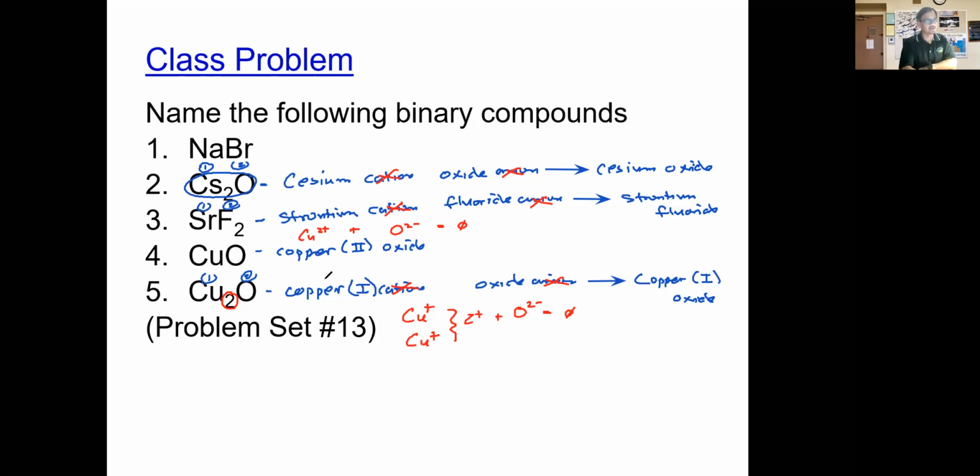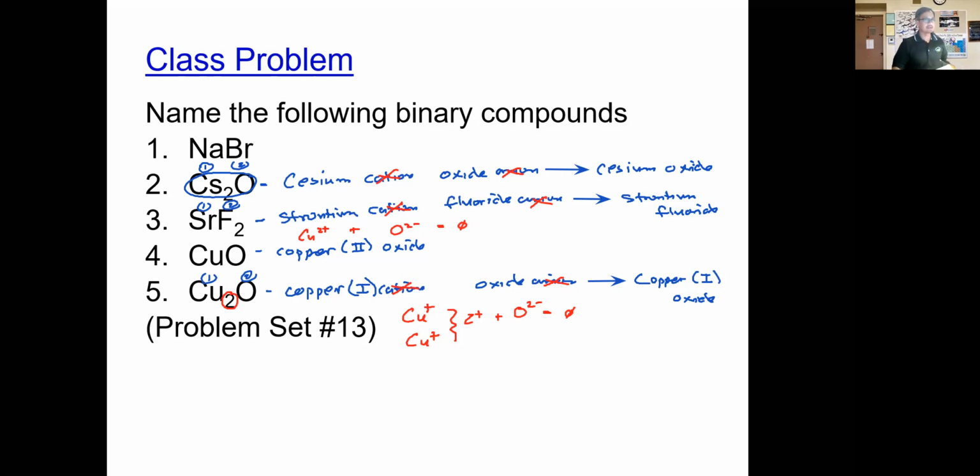In the past they've confused these two and switched this around because they looked at the number here. Again, the Roman numeral does not indicate how many of the ions we have. It indicates the charge. So please make sure you keep that in mind. All right, very good. Let me go ahead and save this here.